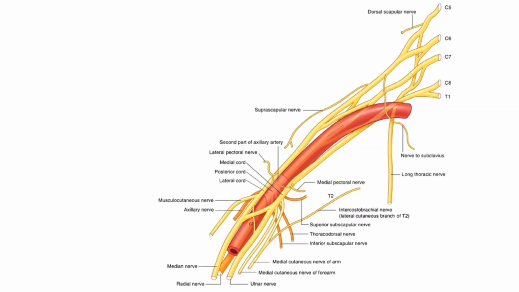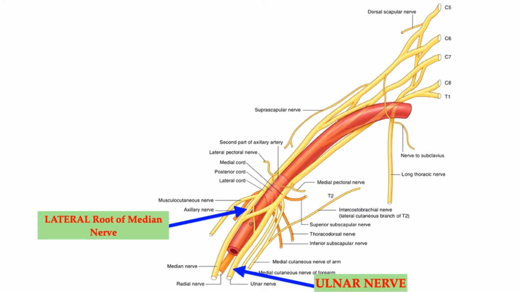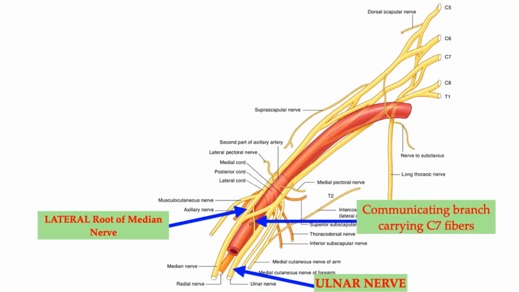The answer to this is in this illustration. Here you can see that this is ulnar nerve and this is lateral root of median nerve. You can also see a communicating branch here. This communicating branch carries the fibers of C7 from lateral root of median nerve into the ulnar nerve, and hence ulnar nerve has the root value C7, C8 and T1.